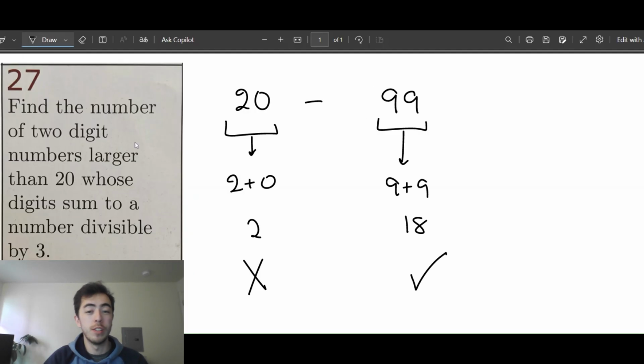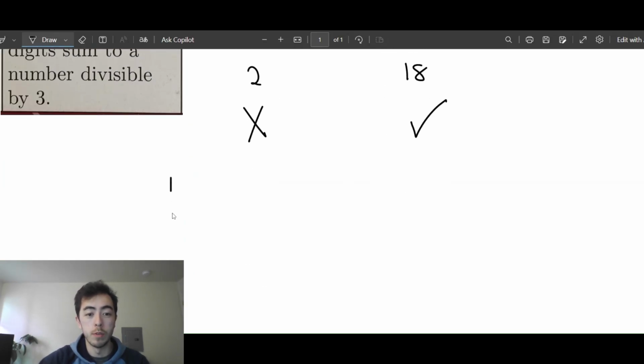There is a fun trick here, though. This digits-sum-to-a-number-divisible-by-3 thing is a strategy that I like to use, and have used in a lot of my videos, to test divisibility by 3. So, for example, the number 141, I immediately know is divisible by 3 because its digits sum to a number that's also divisible by 3.